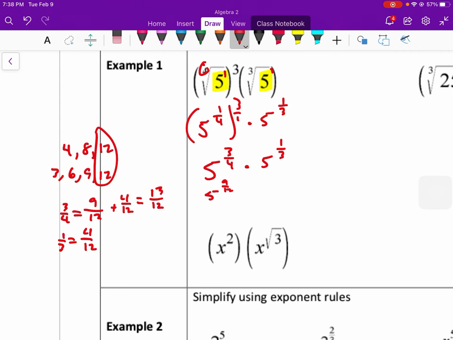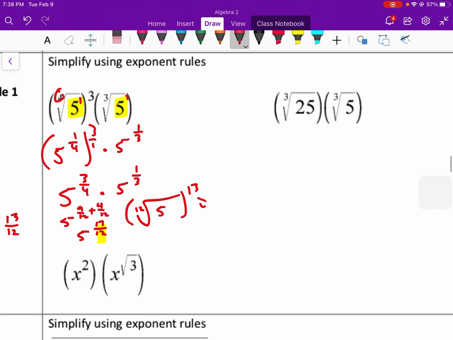So to be clear, when we rewrote this, we got 5 to the 9/12 plus 4/12, which then equals 5 to the 13/12. From here, we have our denominator, so our index. So it's going to be the 12th root of 5 to the 13th.